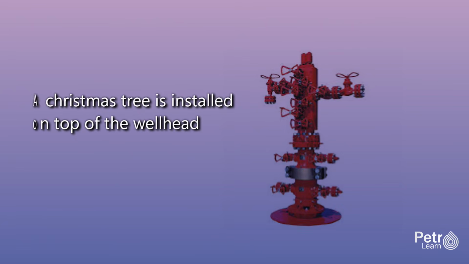At the surface, a Christmas tree is installed on the top of the wellhead. The Christmas tree is an assembly of valves and fittings that control flow from the well. It typically has a master valve that can shut in the well completely, a wing valve on the horizontal flow line for production, another wing valve on the horizontal flow line for killing and injection, and a swab valve for running wireline tools and various pressure gauges and fittings.